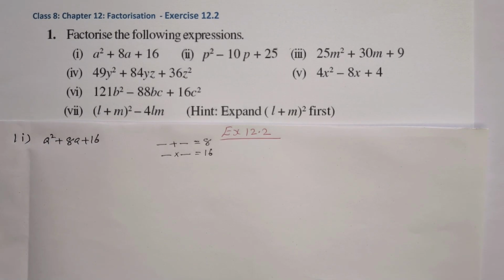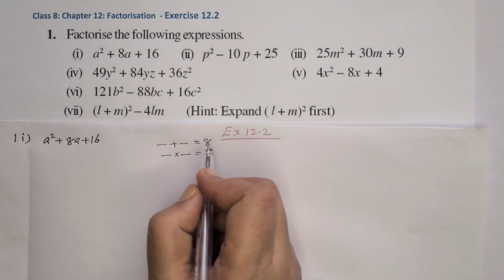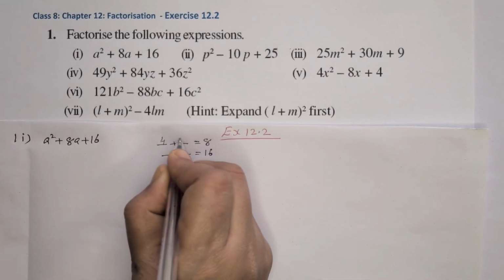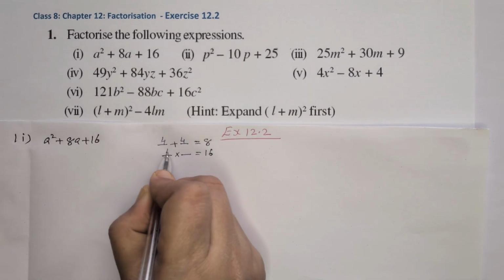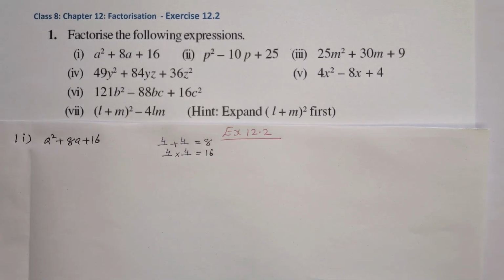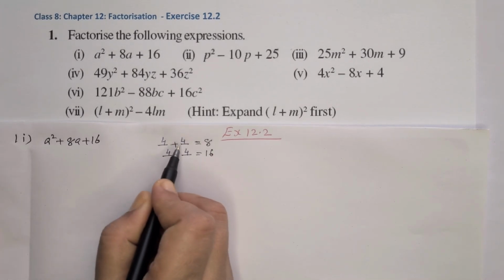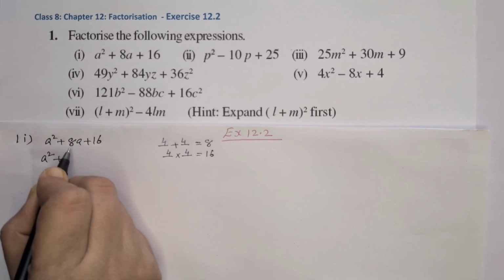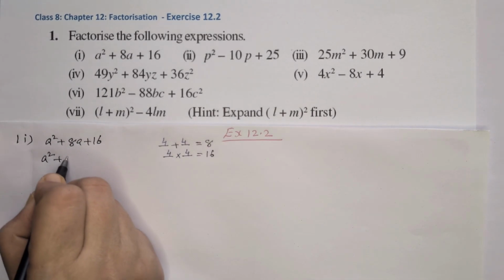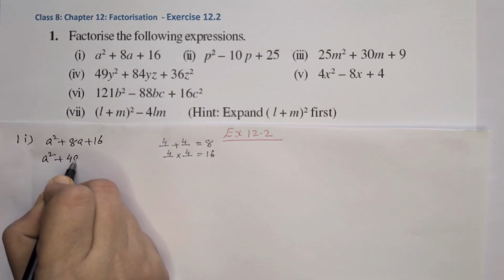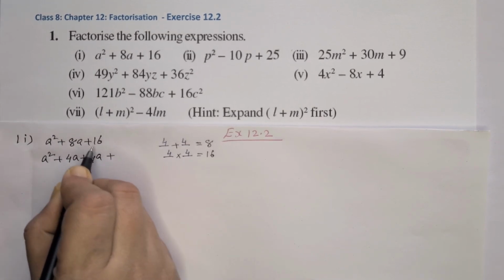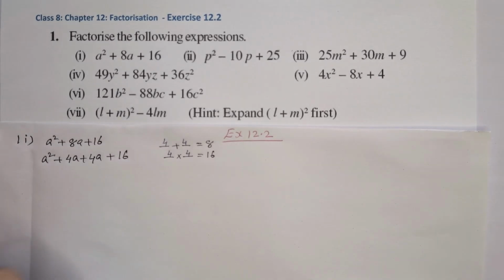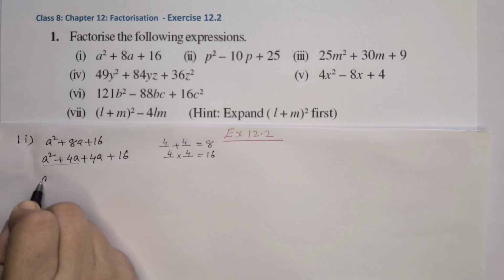So when we think, we can see that the numbers are 4 and 4. To get 8, 4 plus 4 we will get 8, and 4 into 4 becomes 16, which means 4 and 4 are the numbers. By using these numbers, we have to split the middle term. First term the same, plus 8 we are splitting as 4 plus 4. So 8a means 4a plus 4a, and the last term also the same. Then from this we have to group. From this we can take a as common.